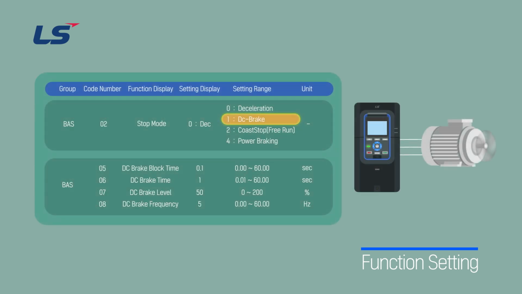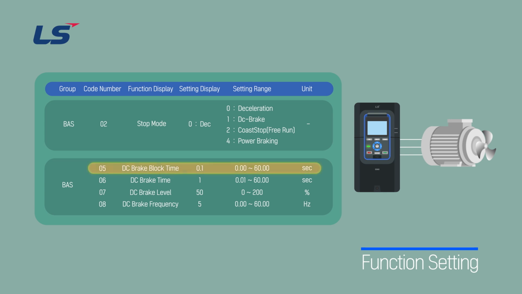The DC brake stopping method is used for high-speed spindle motors, which might continue to move slightly due to high-speed inertia even after stopping, applying direct current braking to bring the motor to a complete stop. Set to 1 DC brake in the BAS Group 2 stop mode. The frequency set in BAS Group 8 DC brake frequency will apply a DC voltage to the motor upon deceleration to that frequency level and stop the motor.